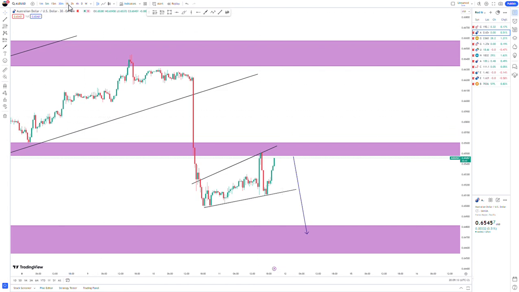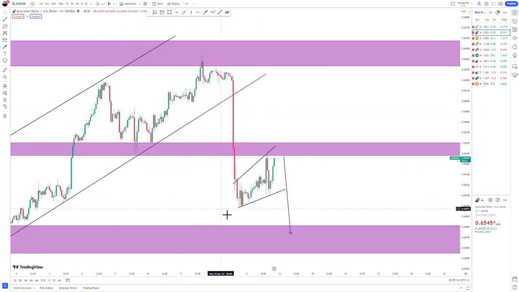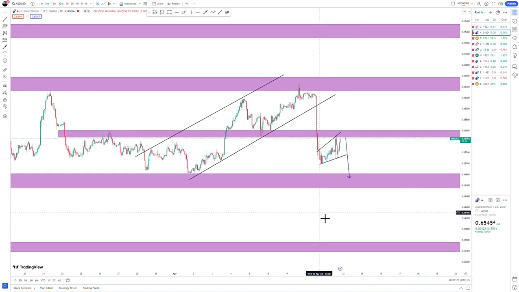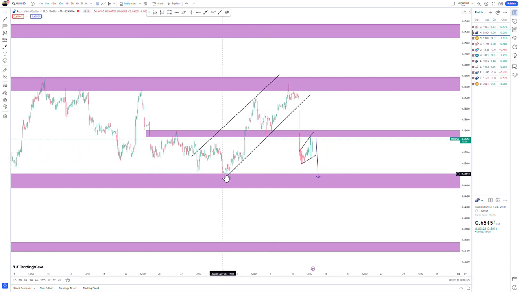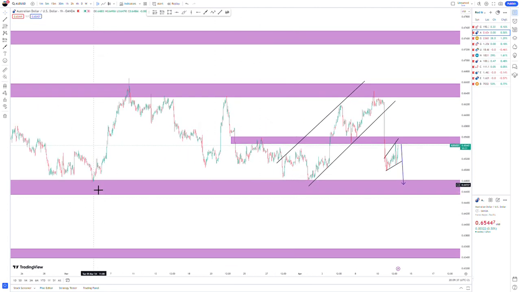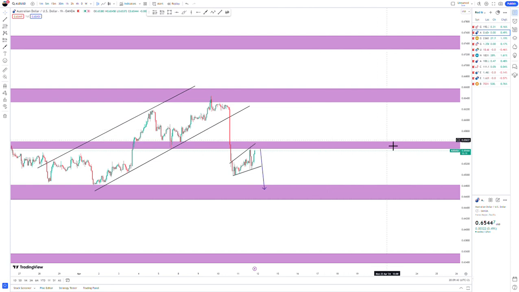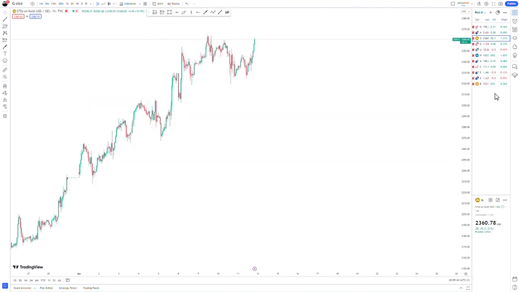If you can check 1 hour on this one, you've got to have an impulse, correction, impulse. So we still have to cover all this channel all the way up until this level right here. So I want us to move to another pair. I don't know which one. Okay, gold. I saw something interesting happening to gold.